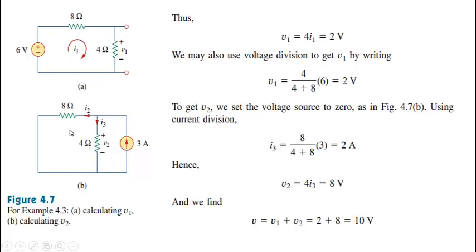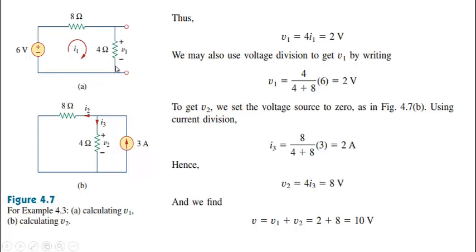So I3 will be equal to, by the current division rule, the total current multiplied by the other resistance divided by the sum of resistance. You can see total current is 3, multiplied by the other resistance, that is this resistance, because we are not calculating current through this resistance, we are calculating current through this resistance, divided by the sum of resistance. It will be equal to 8 divided by 12, that is 2 by 3, 3 and 3 will cancel, so 2 amperes. So V2 will be equal to 4 into 2, that is 8 volt.